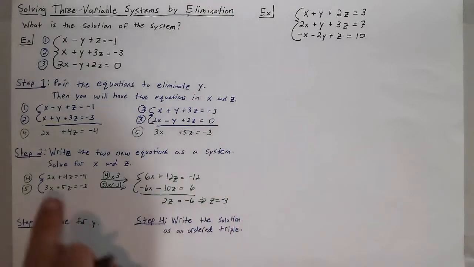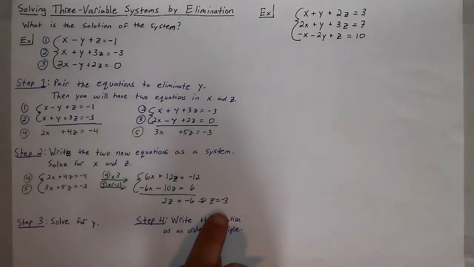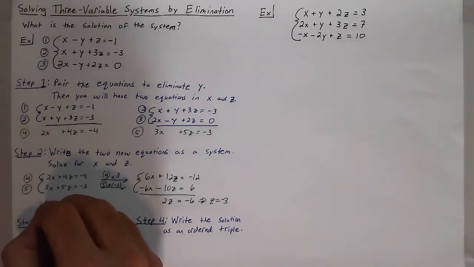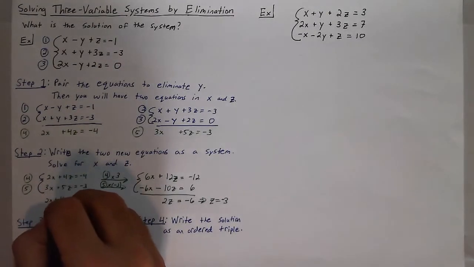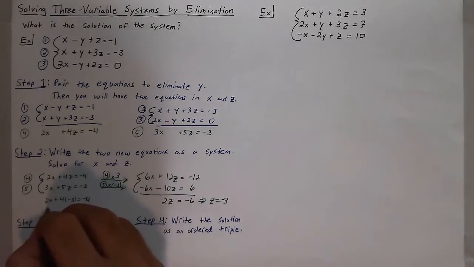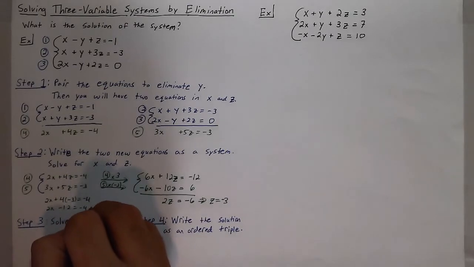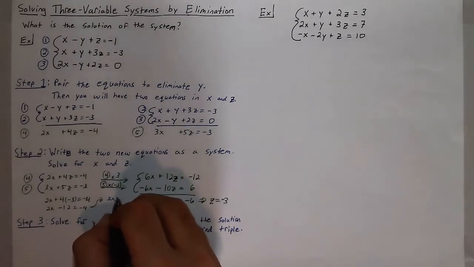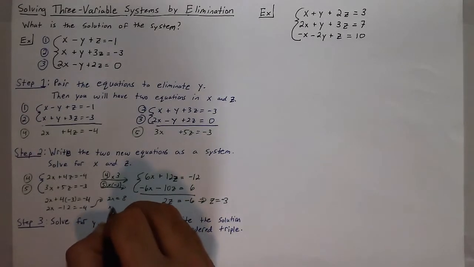And now I can go back and find the x variable. I'll plug in -3 into either one of these equations. I'm going to use the first equation. So 2x plus 4 times -3 is equal to -4. This gives me 2x minus 12 is equal to -4. Adding 12, I get 2x is equal to 8. So x is equal to 4.